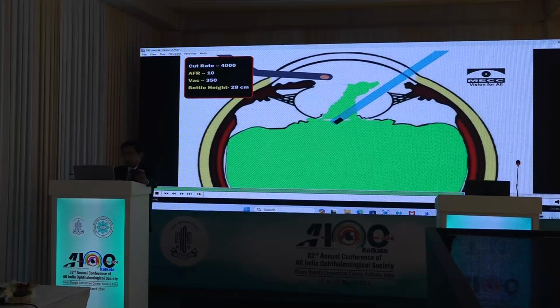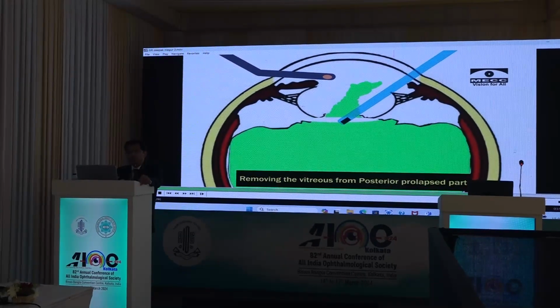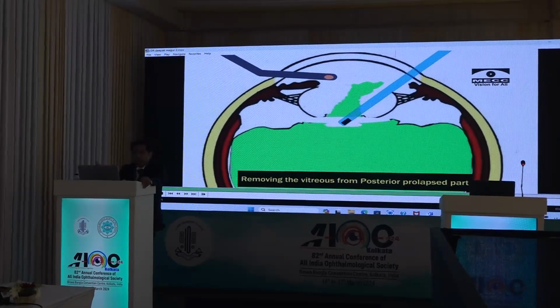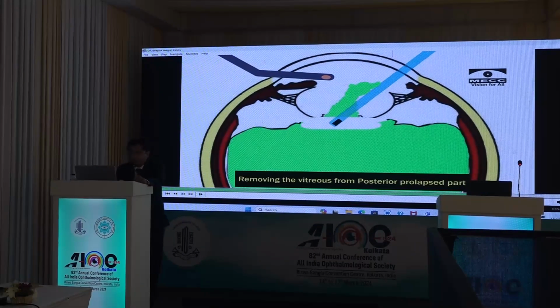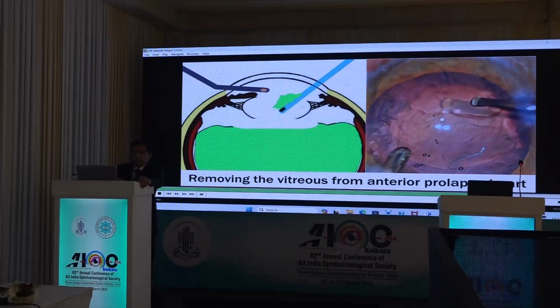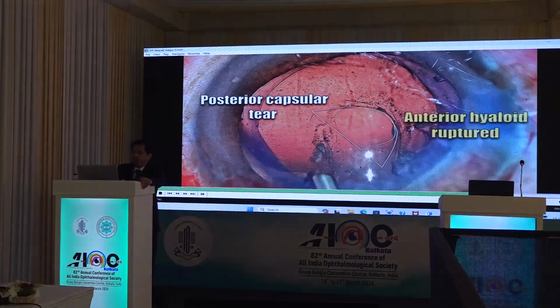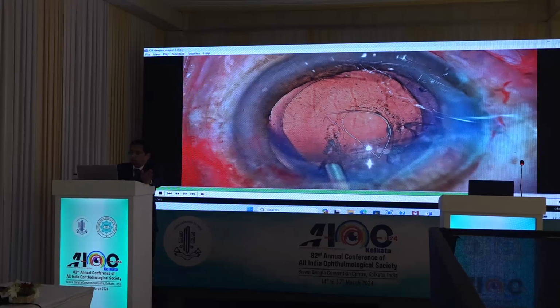And the position of the port is something which I'd like you to take note of. Start by making it posteriorly. And of course, you are going to use the highest cut rate and the lowest flow rate and vacuum. Basically, you're trying to do it in the least turbulent environment, just cutting. And lastly, the last part is the one which you're removing anteriorly. Now, this is a case where, again, you have a posterior capsular tear and anterior hyaloid rupture.